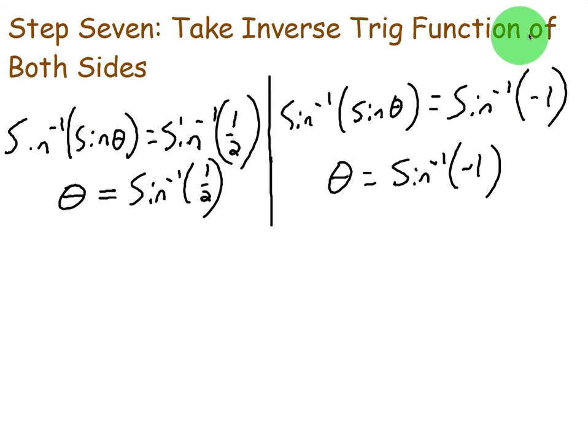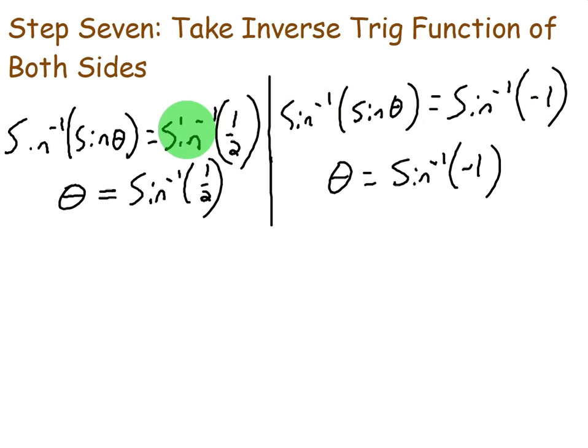Step 7 is to take the inverse function of both sides. We've definitely done this before. We know that the inverse of an original function cancels it out, and you're left with whatever's on the inside. For example, f inverse of f of x is just x. So in this case, sine inverse of sine of theta is theta.